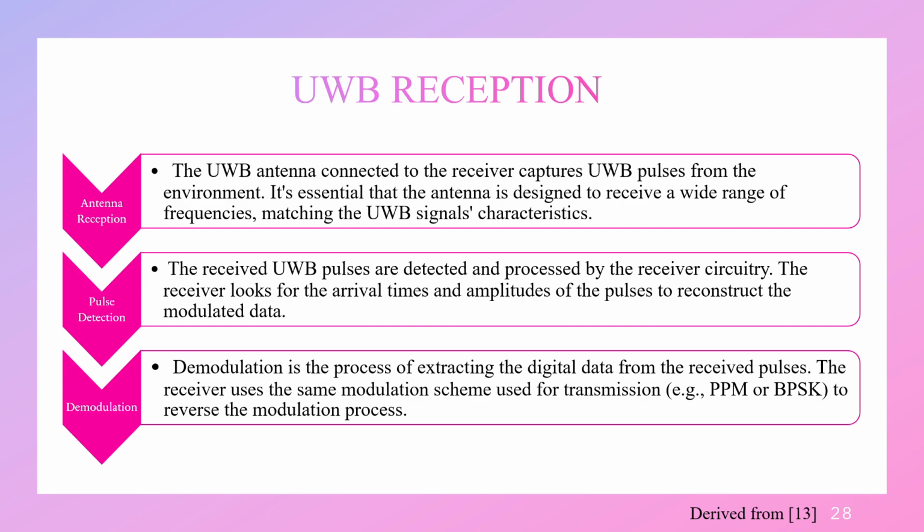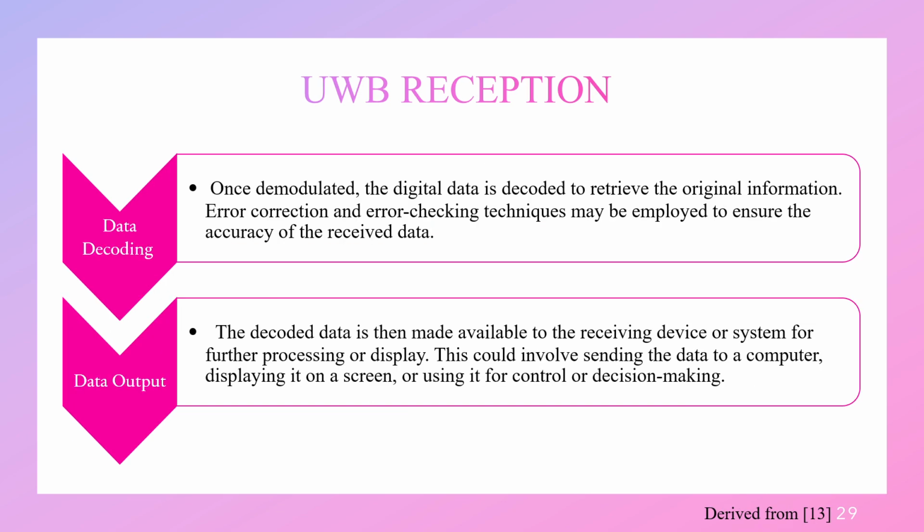The receiver uses the same modulation schemes used for transmission. For example, if PPM is used in the modulation phase, then in the demodulation phase, PPM is again used. Or if BPSK is used in the modulation stage, then in the demodulation stage, BPSK is again used for the reverse modulation purpose. The fourth step is the data decoding.